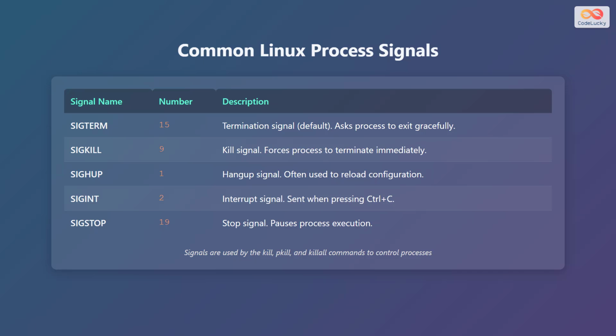SIGHUP with the number 1 is the hang-up signal. It's often used to tell a process to reload its configuration files. SIGINT with the number 2 is the interrupt signal. It's sent to a process when you press Ctrl+C in the terminal. SIGSTOP with the number 19 is the stop signal, which pauses a process's execution. It's important to remember that these signals are used by the kill, pkill, and killall commands to control processes.